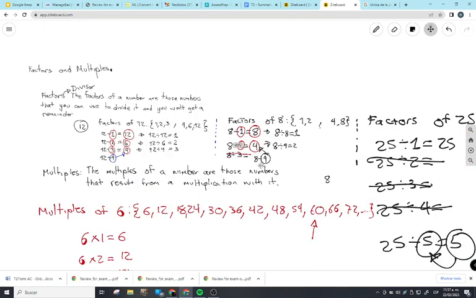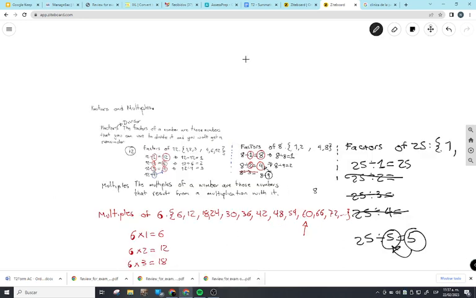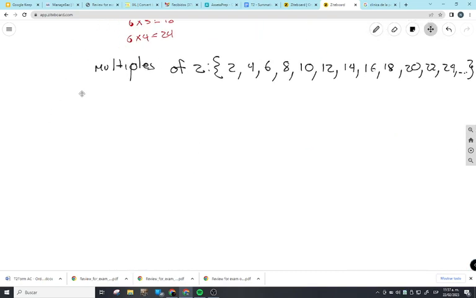Question. Are factors or divisors infinite? No, they are not. Factors or divisors are not infinite. Look, the factors of 12 are all this, not more. The factors of 8, 1, 2, 4, not more. They are not infinite, but multiples are. Okay, be careful with that. Never forget it. Okay, last one.